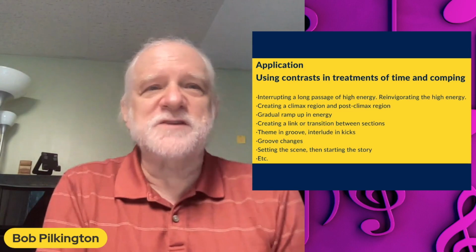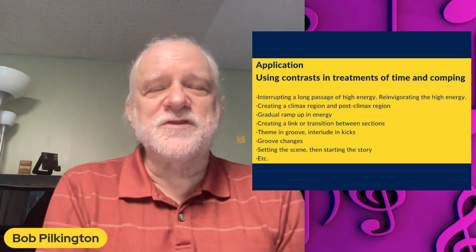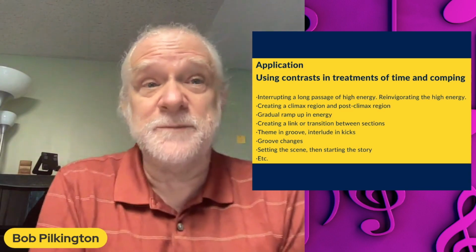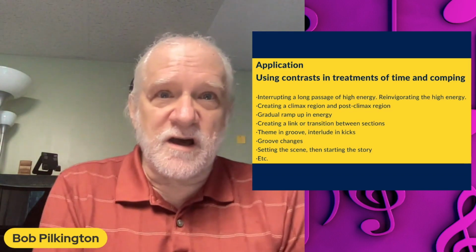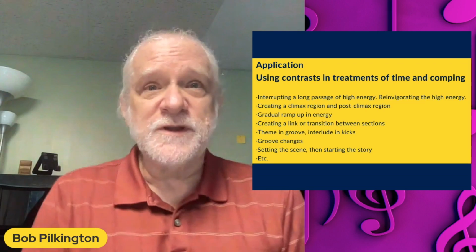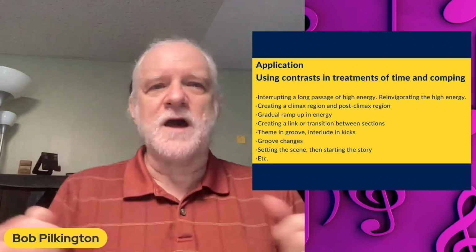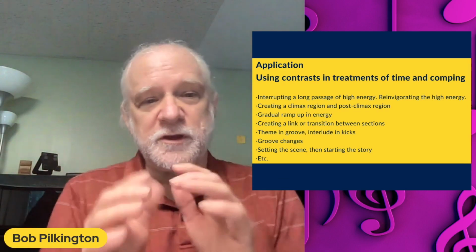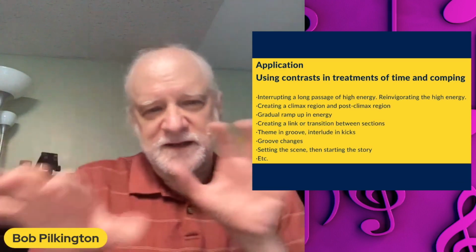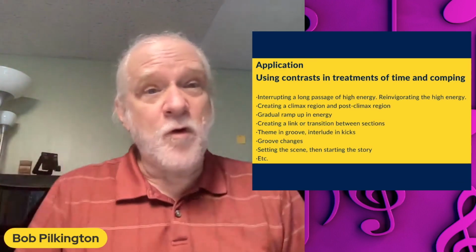Contrasting different time and comping styles advances the story, the dramatic arc of a piece, among other things. But that's what we're talking about today. Some examples of using this contrast would be a gradual ramp up in energy, maybe creating a climax region or a post-climax region, or even a region of repose. It's not uncommon to have your theme in a groove, and then get to an interlude that connects to the next section and have that be kicks. That contrast separates the division of the form.